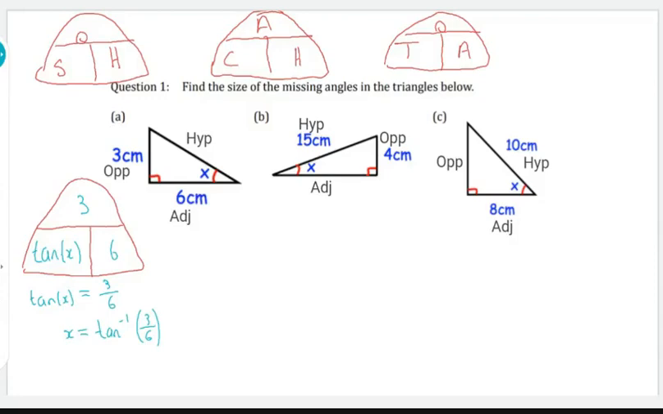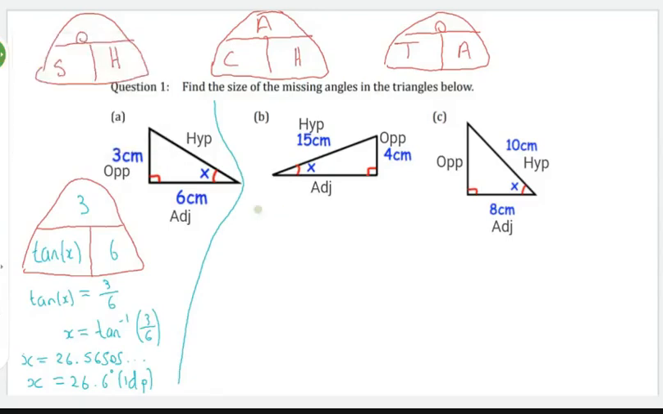I got 26.56505. Happy days. So let's just go to one decimal place. That's 26.6 degrees. So how's that? It's quite simple. Ah, that's good. I love the change of words there. Remember last time you were saying it's all right, but that's good.